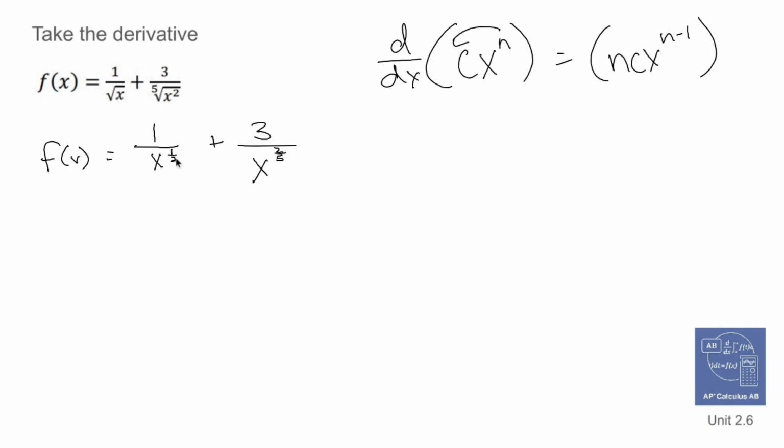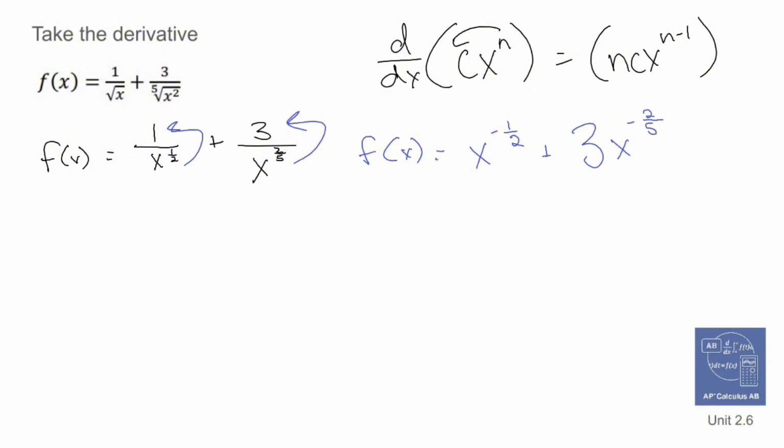Okay, now I still can't apply this rule because this rule only works if things are in the numerator. So how can I fix that? Well, let's write this out as f of x equals, bring both of you upstairs and make the exponents negative. So 1 over x to the 1/2 is going to be x to the negative 1/2. Plus 3 over x to the 2/5 is going to be 3x to the negative 2/5, like so.